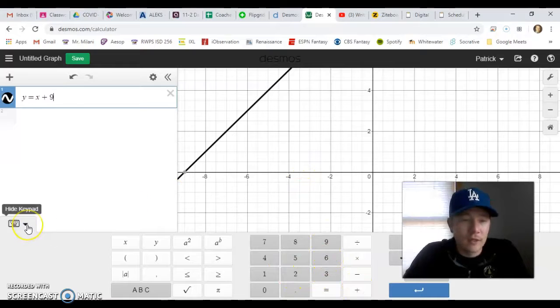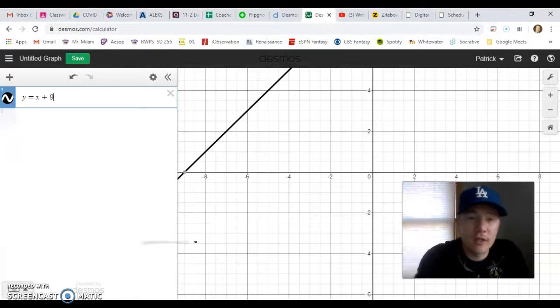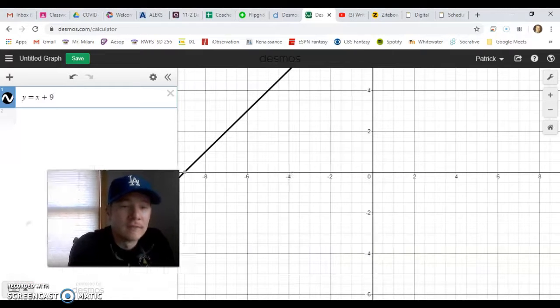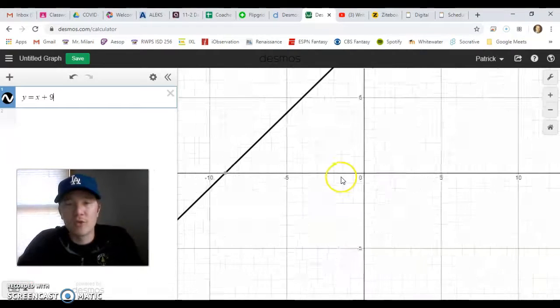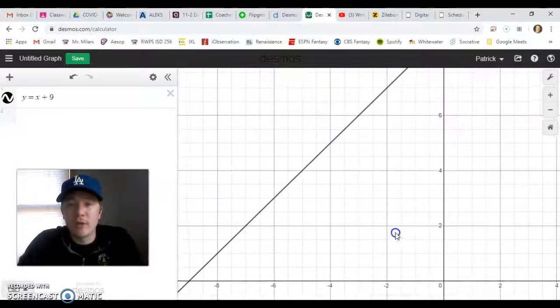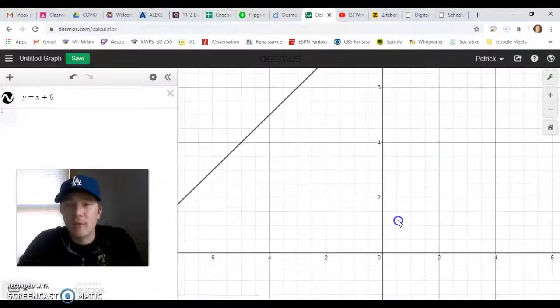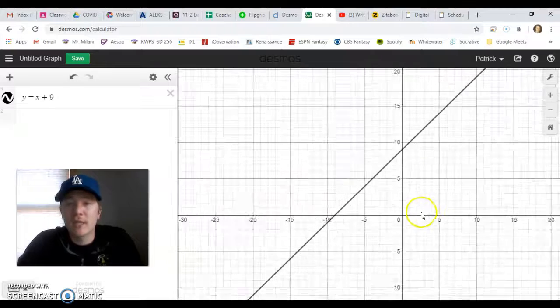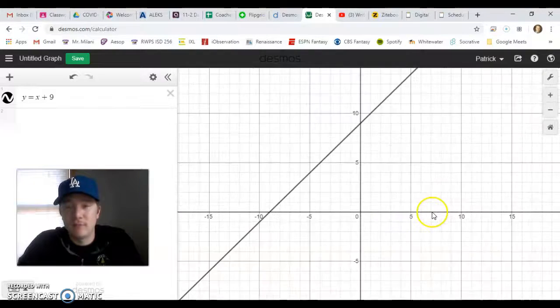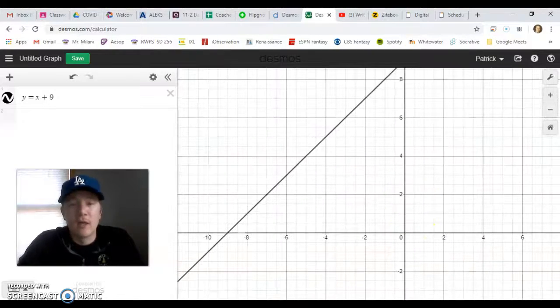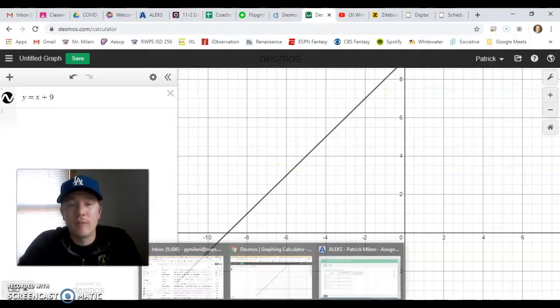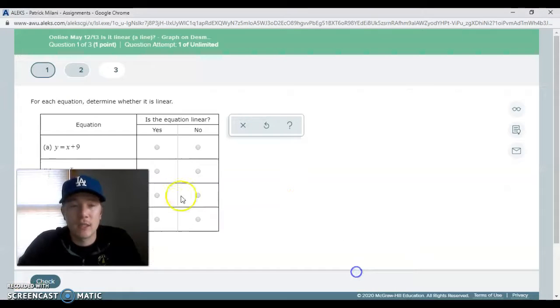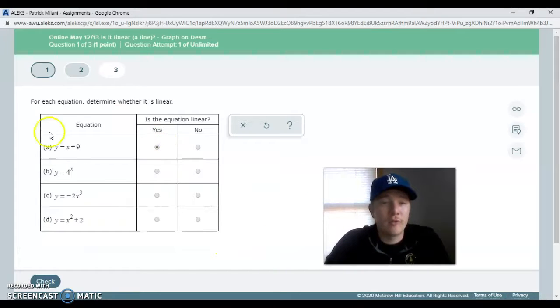And then all you're doing, and sometimes it helps to get some of these things out of the way, hide the keypad. I'll put myself over here today, so kind of out of the way. You can scroll in and out, you can zoom in and out, you can click and drag around the graph. A pretty interactive site if you haven't gotten yourself familiar with this in the past. And all you're checking is if it's a line. You're not going to have to inspect very hard. This first one makes a perfectly straight line for us. So the answer would be yes, it is linear. That's all you've got to be doing for each one of these.